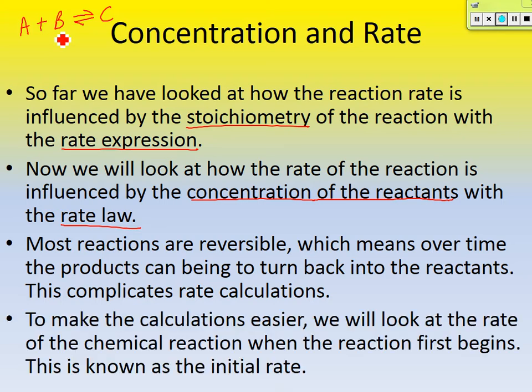So what we will do, to make the calculations easier, we will look at the rate of the chemical reaction when the reaction first begins. So when this reaction first begins, we call that rate the initial rate. So right when you put A and B together, and you mix them, we're going to look at the rate of the reaction right when you do that. It's called the initial rate.